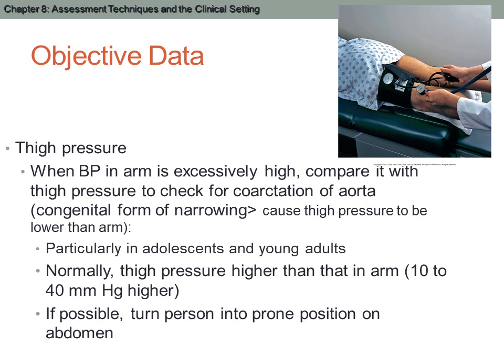Normally, the pressure in the thigh is greater, is higher than the pressure in the arm itself, anywhere from 10 to 40 millimeters of mercury higher. On occasion, a patient may have a problem. The aorta can become a little bit narrowed, and then that would change things. The pressure in the arm would now be much higher than the pressure in the patient's thigh. And so we know that there's what we call coarctation of the aorta occurring if we get a thigh pressure that is a lot lower than the person's arm pressure, okay?